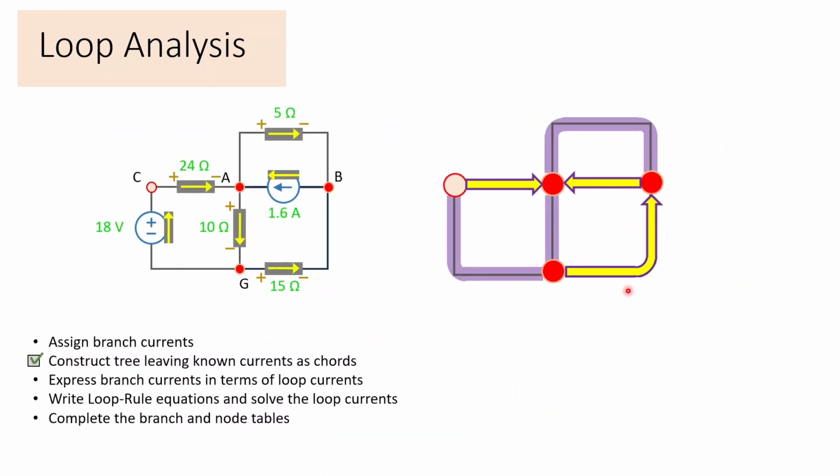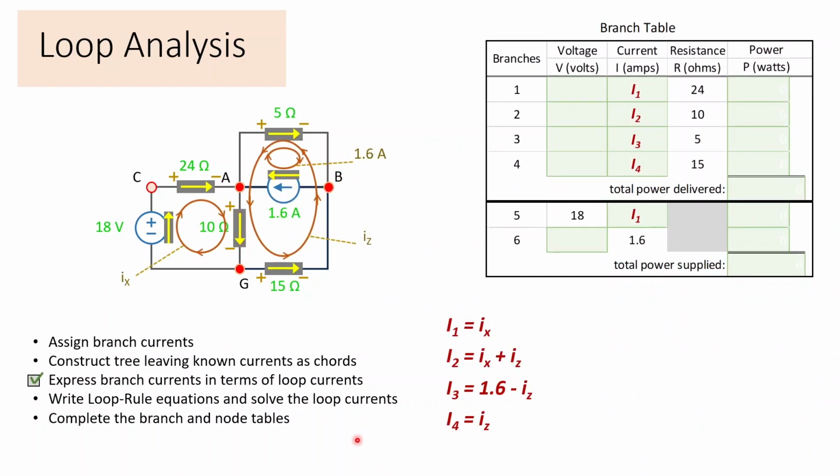Let's take an example with this as our tree and chords. Now, how do we construct the loops? Every loop is constructed with a chord and then only tree branches. So you can see for every chord, there's only one possible loop that allows us to have that chord and only tree branches. So these are the loops that we will use.